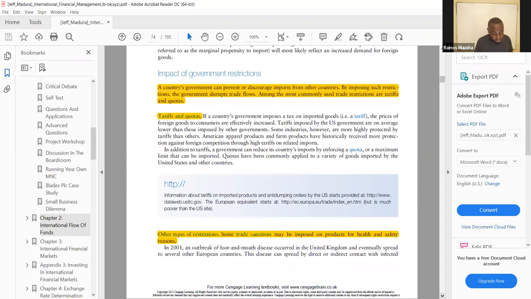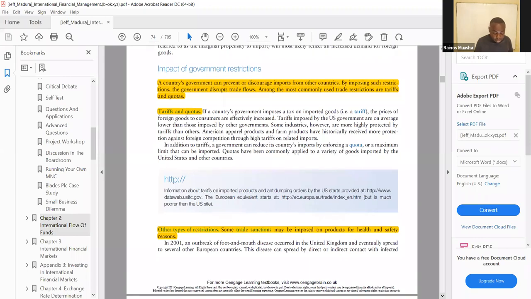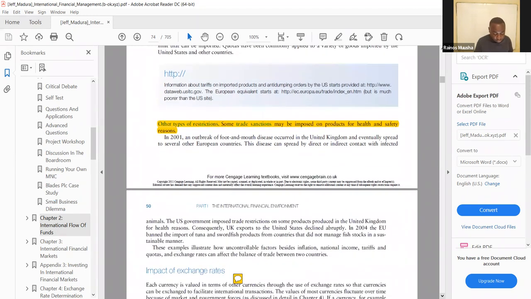Then we also look at other types of restrictions. Some trade restrictions may be imposed on products for health and safety reasons as well. The government might say that a product might not be good for health and safety reasons, which means they can impose trade sanctions on that particular product.